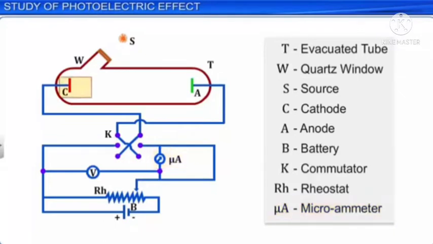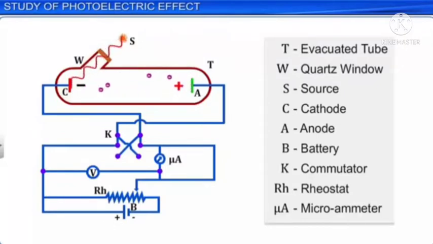The emitter plate is now maintained at negative polarity and the collector at positive polarity using the commutator, so that the electrons emitted by the cathode can be collected by the collector or anode A. Monochromatic radiation from source S passes through the quartz window W and is incident on the photosensitive emitter plate C. The photosensitive emitter plate C starts emitting electrons.